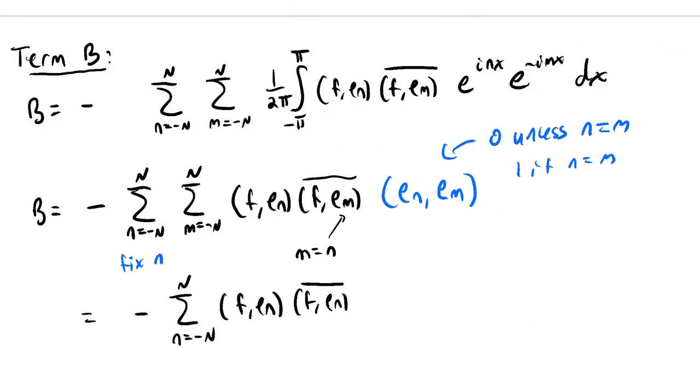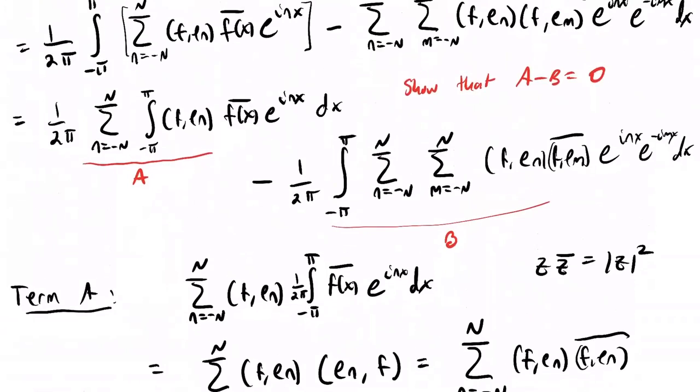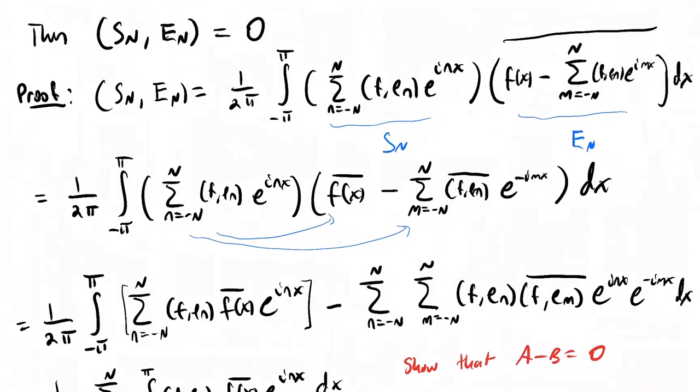But this is exactly what we got for a, right? So this ends up being the negative of the sum from n equals minus n to n of the Fourier coefficients squared. And so this is minus a, and this cancels out with term a. And so then at the end of the day, we finally get 0 for our inner product, which is what was claimed.